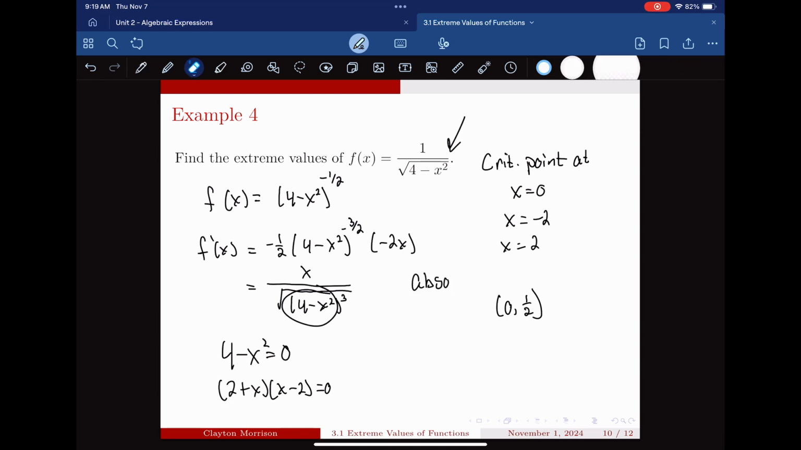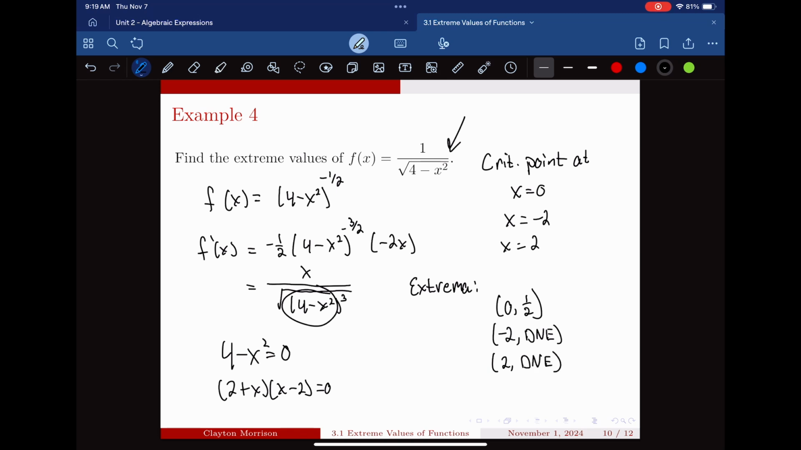Oh God, Freudian slip, sorry. And then you've got extrema. Right, we're just saying, hey, here's my extrema. And then you've got (0, 1/2). That is the extreme value. At negative 2, you have does not exist, right? That is a function that does not exist at negative 2. And then at positive 2, it also does not exist.